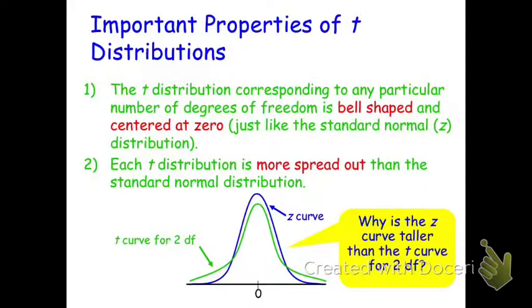However, why is the Z curve taller than the T? If you were to add up the area underneath both curves, they would both add up to what? 1. So the area underneath is still 1. If there's more area on the tails, then that means it's going to be shorter, because the whole thing adds up to 1.